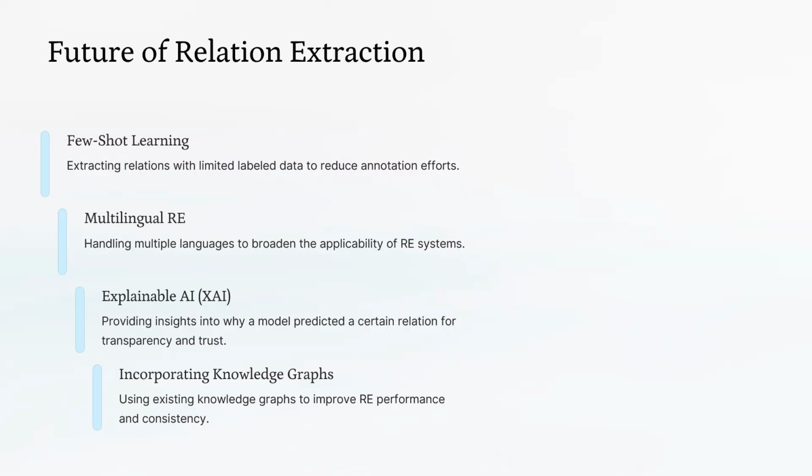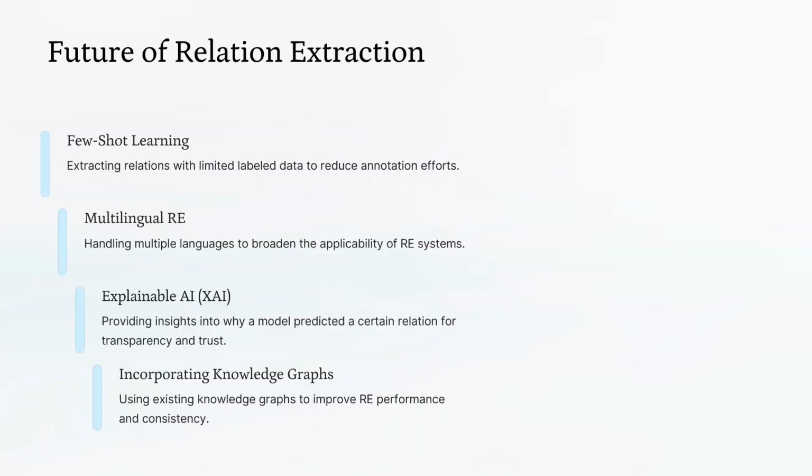The next is explainable AI. This explains why a model predicts a certain relation, increasing transparency and trust. This is especially important in critical applications such as healthcare, finance, and legal domains to give accurate information and relations in the data.